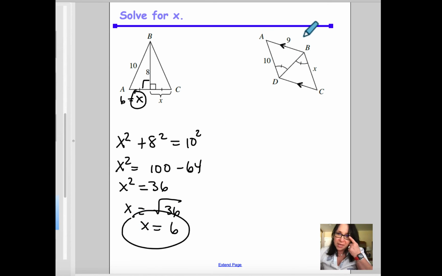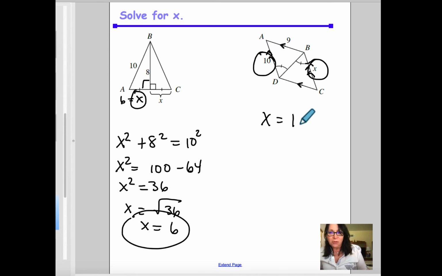For this problem here, if these are parallel, and we have opposite sides congruent, if these two sides are congruent, that means that this side is parallel to this. Now, if that's parallel, then that means this is a parallelogram. And that means that whatever 10 is, x has to be the same. So that means x is equal to 10. Because remember, in a parallelogram, both pairs of opposite sides are congruent. So not only would this be 10, and this would equal 10, but that's 9. This would also equal 9.